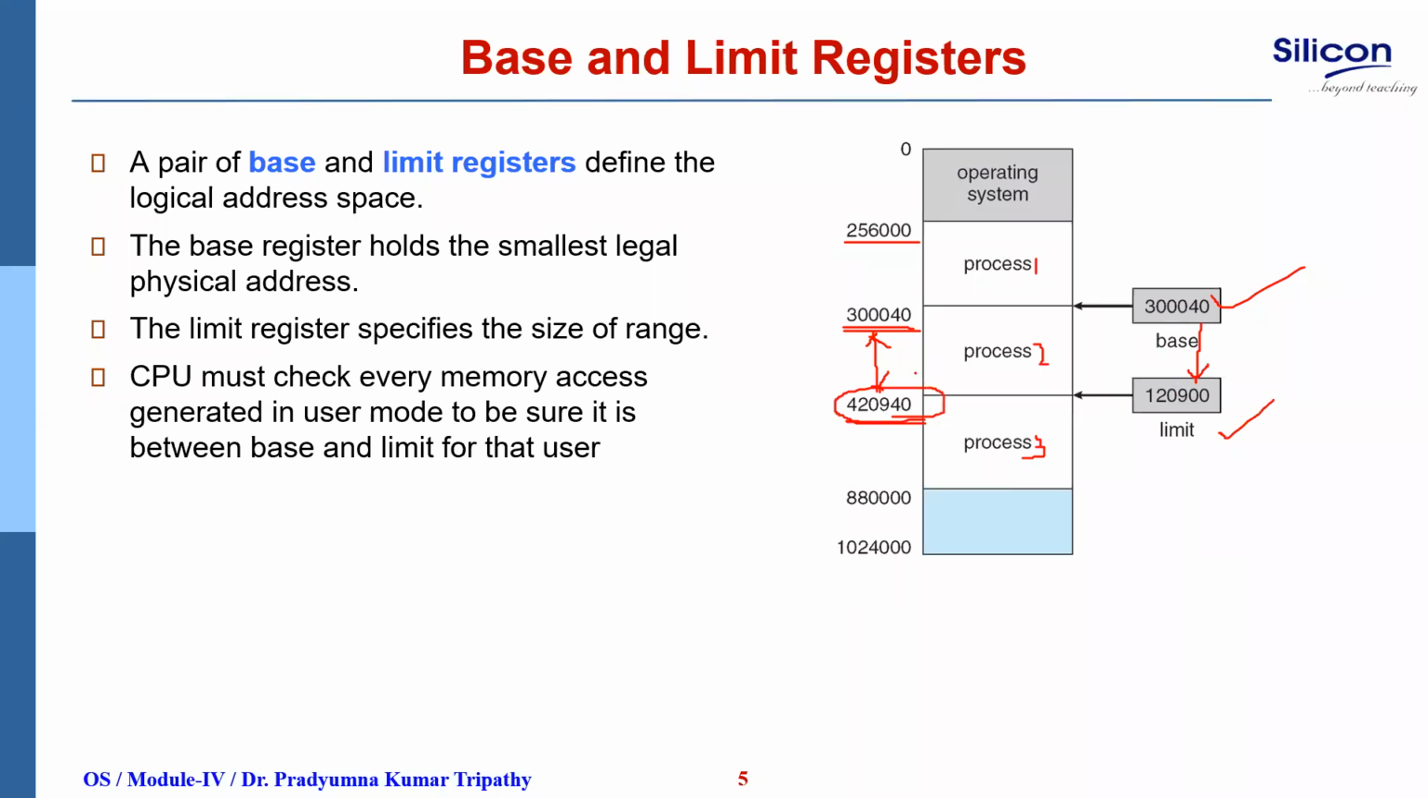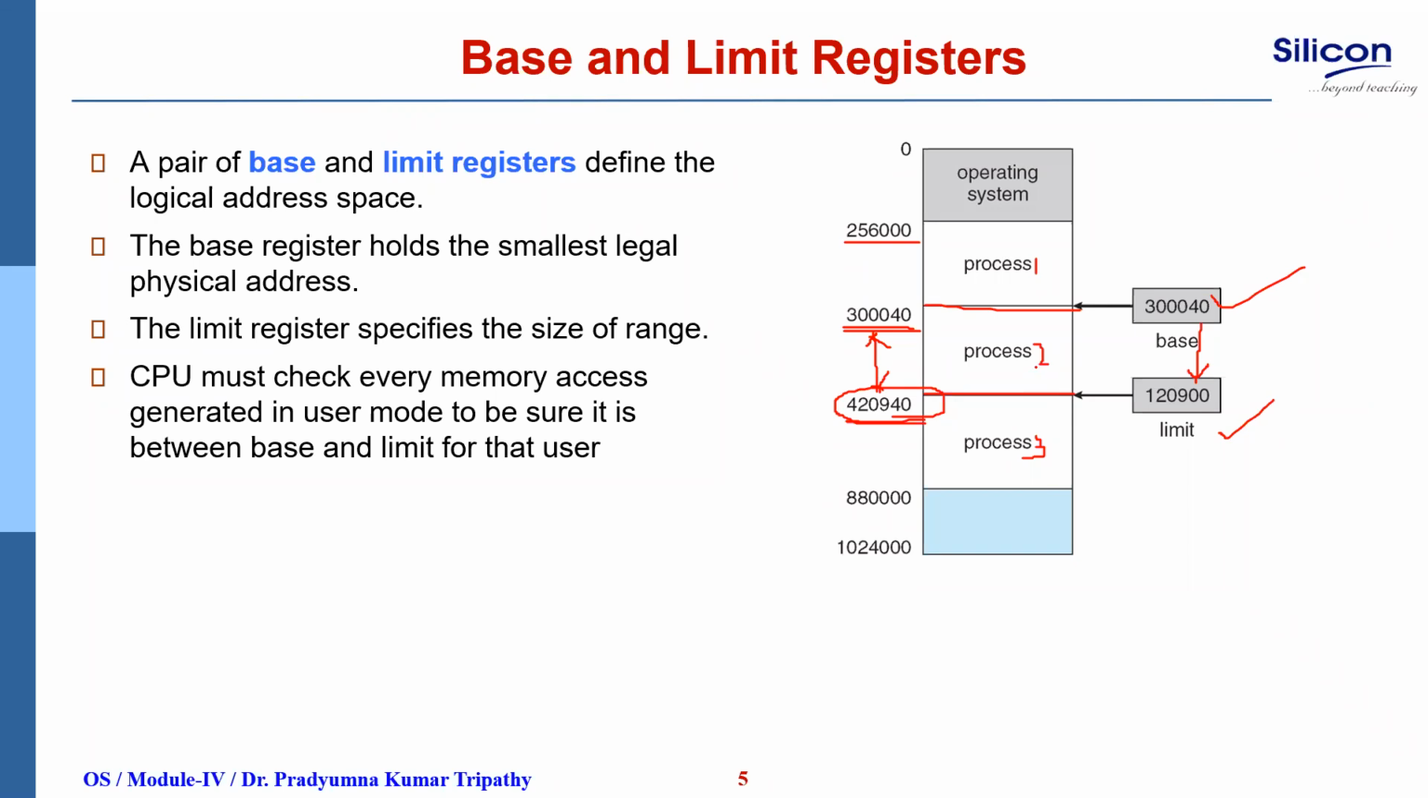This base plus limit gives you some value. That means up to this point only process 2 can exist. After that it may be vacant. Here process 3 is there. It may be vacant or something, or other data might be present.